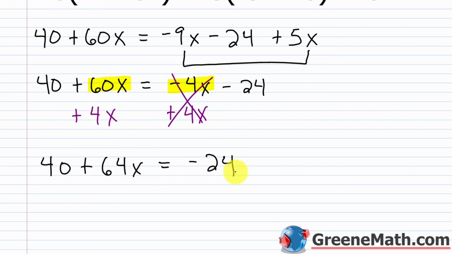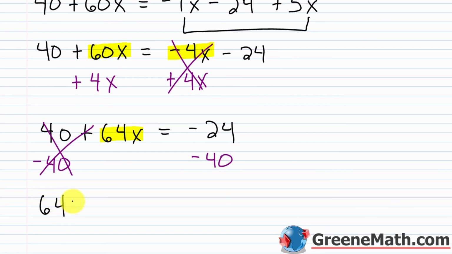This is still not what I want because I want a variable term on one side of the equation, and I want just a number on the other. So in order to do this, if I'm adding 40 to the variable term 64x, to make this 40 go away, I'm just going to subtract it away, right? But I have to do it to both sides. That's the key. So minus 40 over here and minus 40 over here. So now this is gone, and I just have 64x on the left side, so I've isolated the variable term. On the right side, negative 24 minus 40 is negative 64.